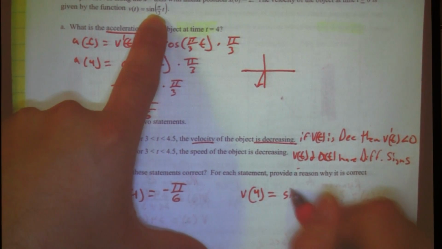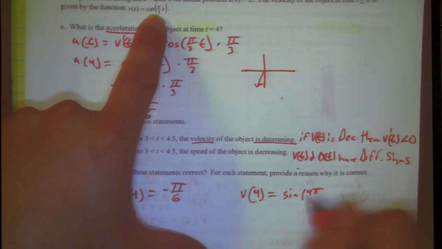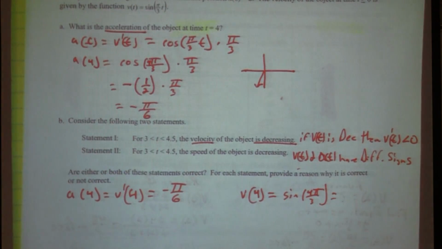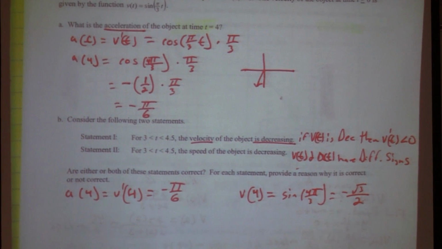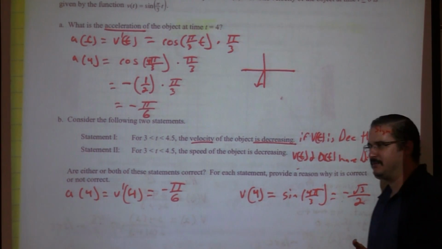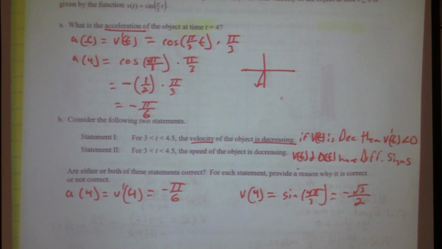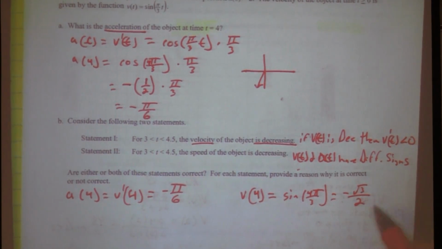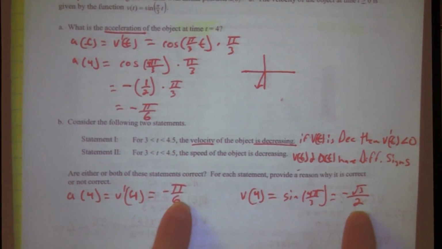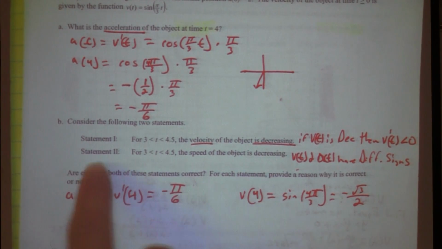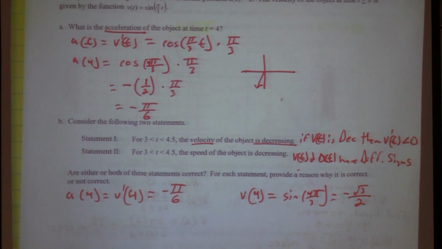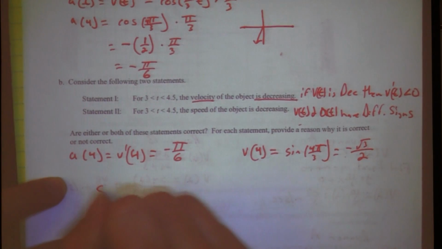So that would be like finding sine of 4 pi over 3, negative radical 3 over 2, right? That's the other coordinate that we're missing. Negative 1/2 and negative radical 3 over 2, they're both in the third quadrant, they're both negative. Good? So they both have the same sign, right? So is the object's speed increasing or decreasing? Increasing. So statement 2 is what? False. Alright, so let's write it down.